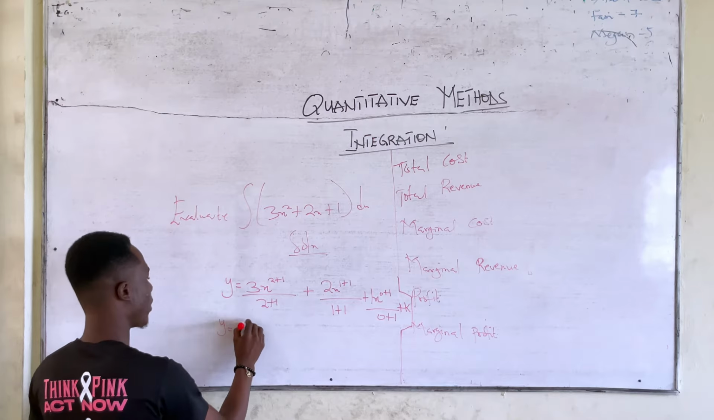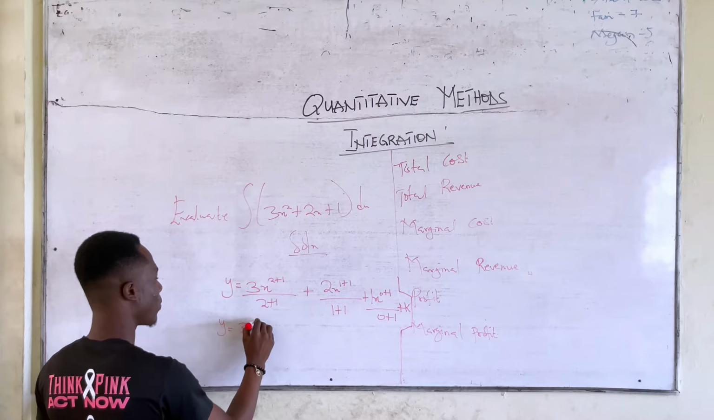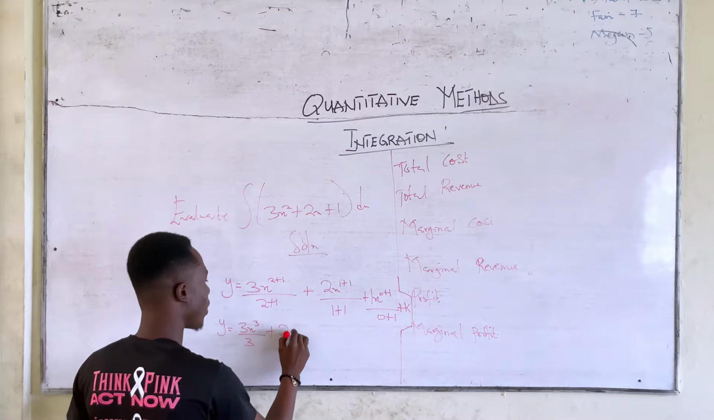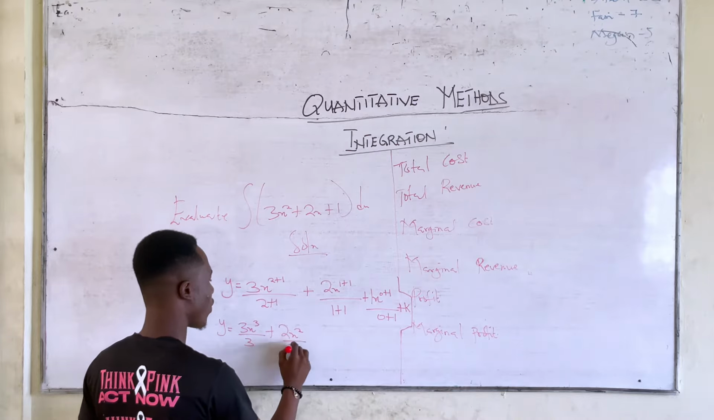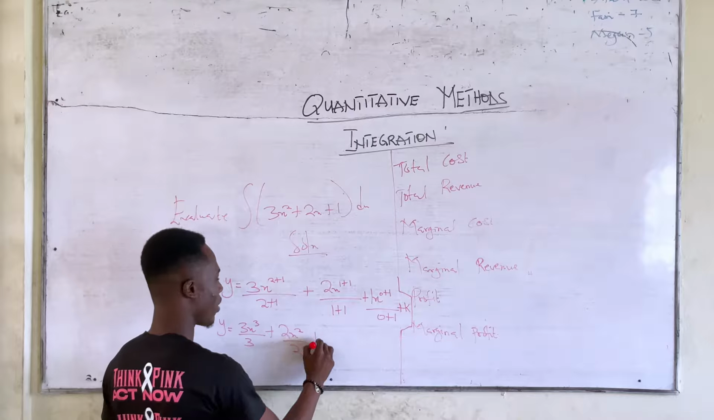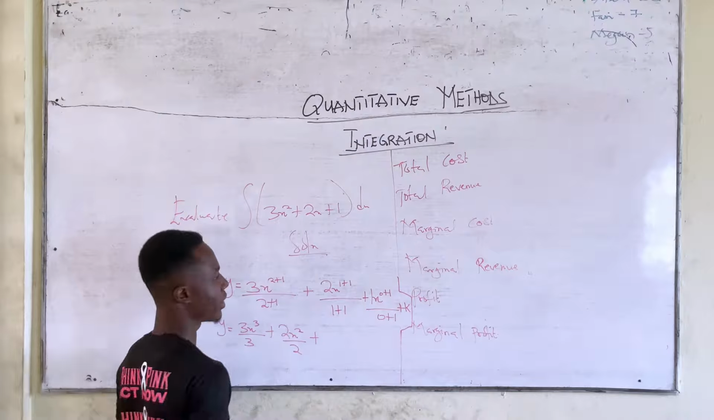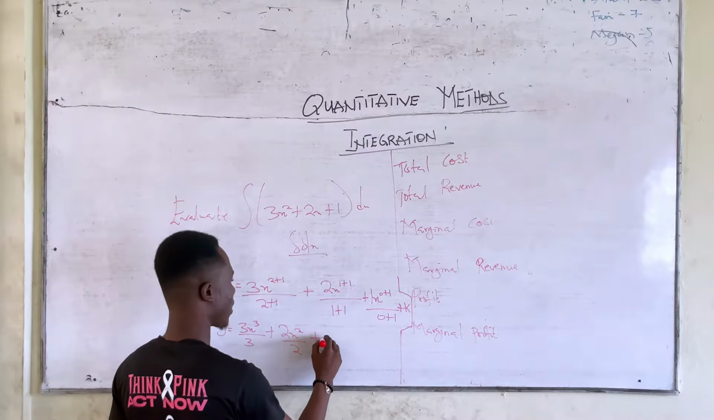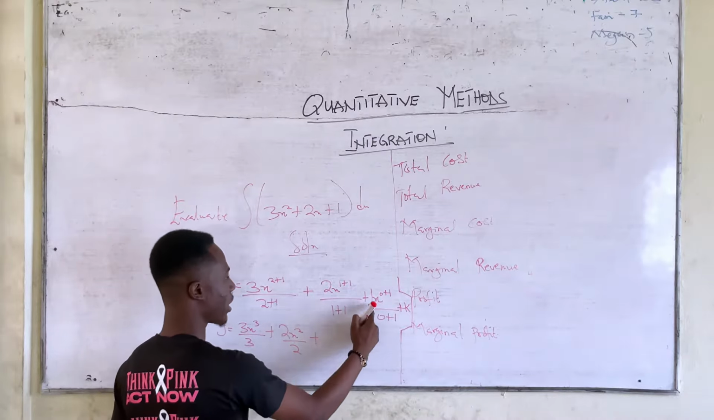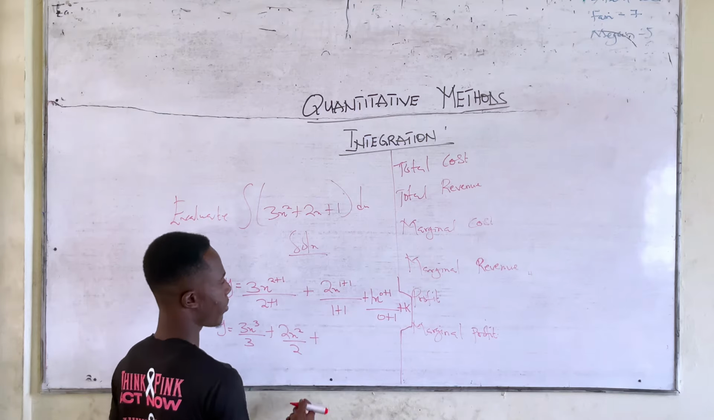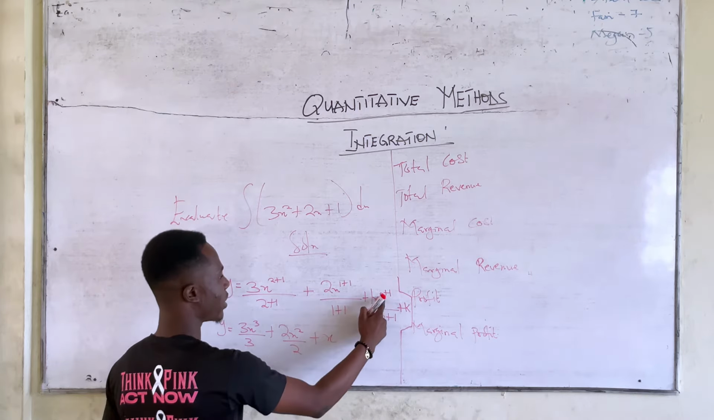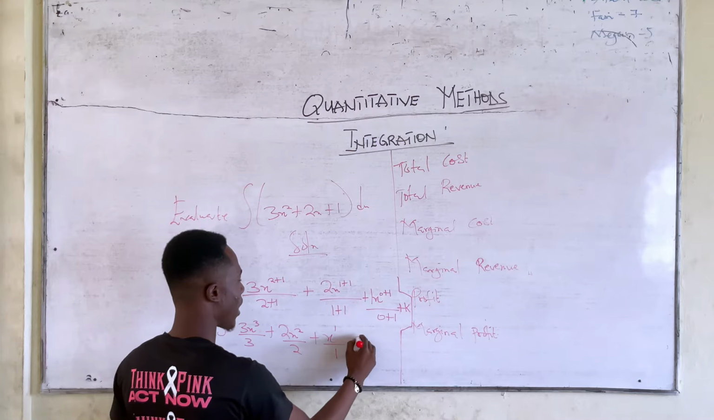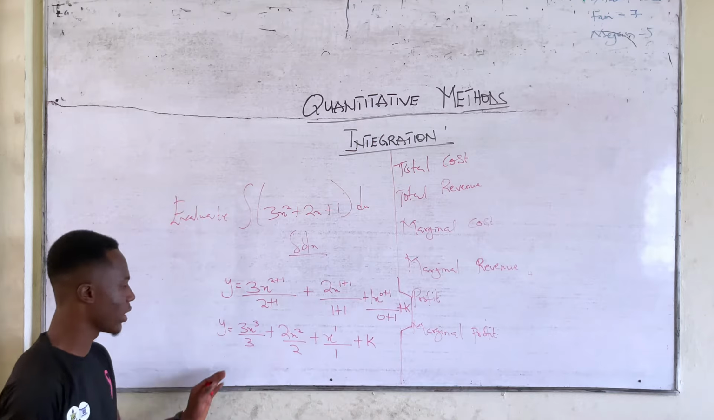This is what? 3x exponent 3 over 3 plus 2x exponent 2 over 2. Then you have plus 1x, which is the same as x, because any number multiplied by 1 is the number itself. So you have x exponent 0 plus 1 over 0 plus 1, which is 1, plus k. Okay, so this is the simplification.